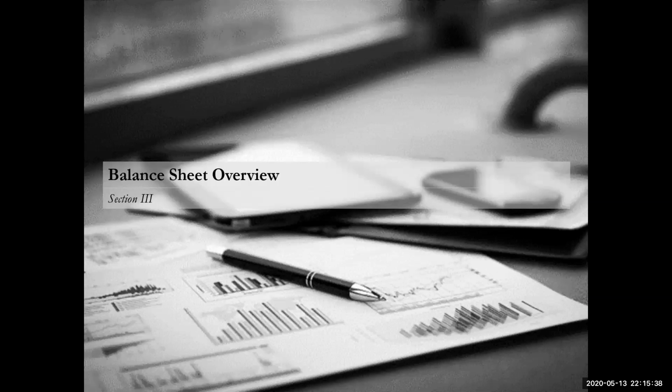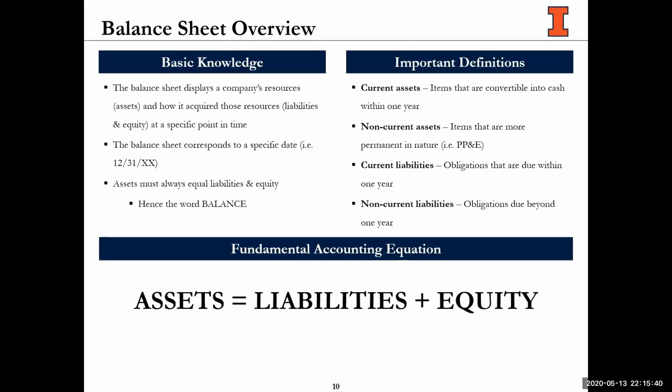The balance sheet. The balance sheet overview here is pretty important. The biggest thing you need to know about the balance sheet can be found at the bottom. Assets equals liabilities plus equity. Basically, whenever you're looking at a balance sheet, it always has to balance. So that means your assets have to equal your liabilities plus equity. And this is what makes it really easy to build out a balance sheet, because if your assets don't equal your liabilities plus equity, there's something wrong.